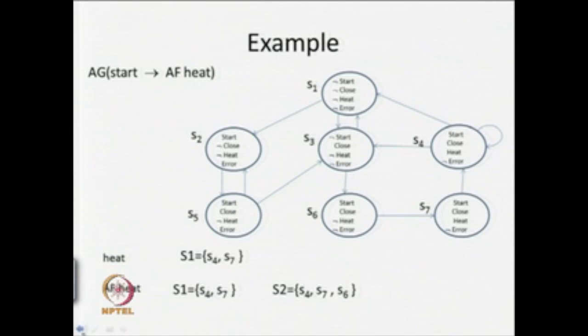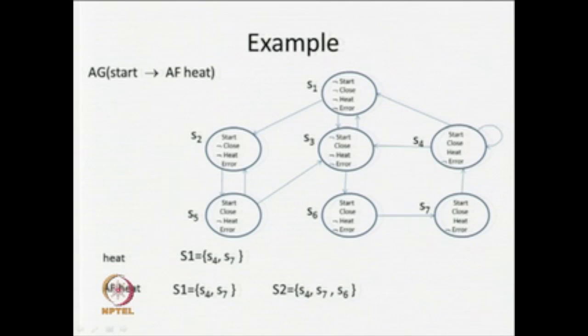So, in this particular case, we know that AF heat is true in S4 and S7, because heat is true in these two states. So, this is our first step. After that, we will go into the repeat step. Now, what will happen next? We are going to see where it will be true. So, S4 and S7 we are getting.